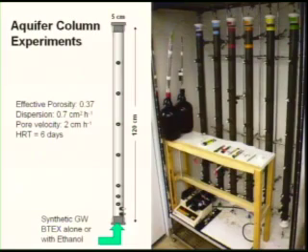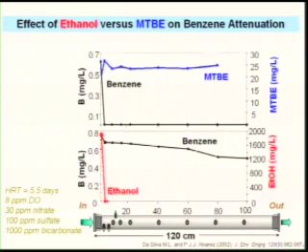To illustrate that, I'm going to show you some data that we do with columns, now moving to a larger scale. These are flow-through columns that are being fed contaminated groundwater, and they have sampling ports so that we can take concentration profiles. And you can see that when we compare the impacts of MTBE versus ethanol, here, in this column with MTBE, the benzene is degraded very rapidly, within the first few inches. Why? Because it's easy to degrade. Bacteria that degrade benzene aerobically are ubiquitous. You probably have some under your nails right now. And the MTBE, unfortunately, is not degraded. It's very recalcitrant, this compound.